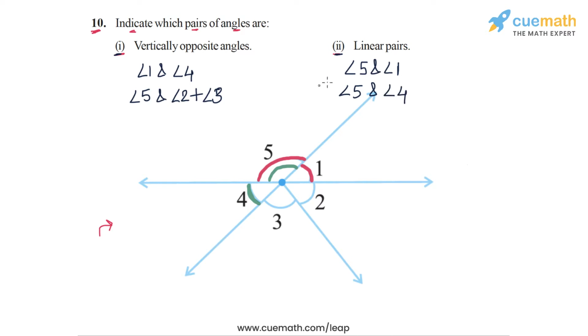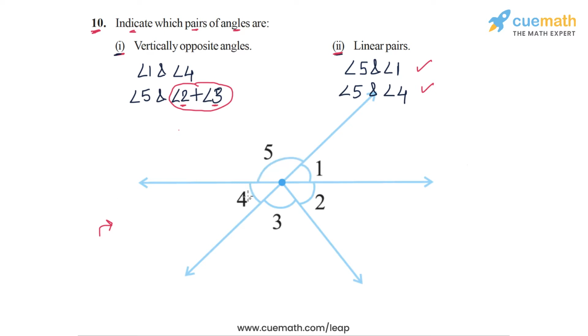Now the interesting thing is that in the NCERT textbook, these two pairs are the only answers given for part 2. But in part 1, NCERT has considered a combination of two angles in their answer. They have treated angle 2 and angle 3, the sum of these two angles, as a single angle. If this is allowed, and if we apply the same thing to part 2 also, then we can have many other possible linear pairs.